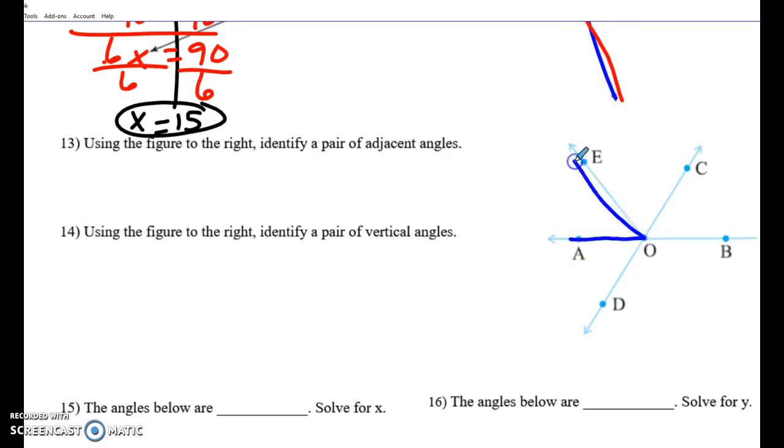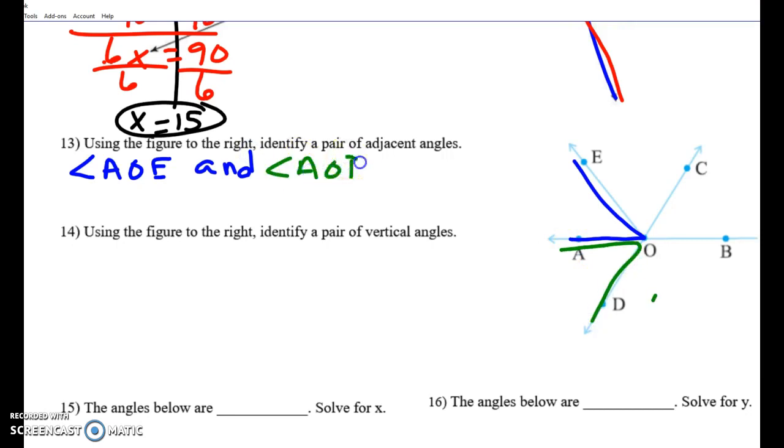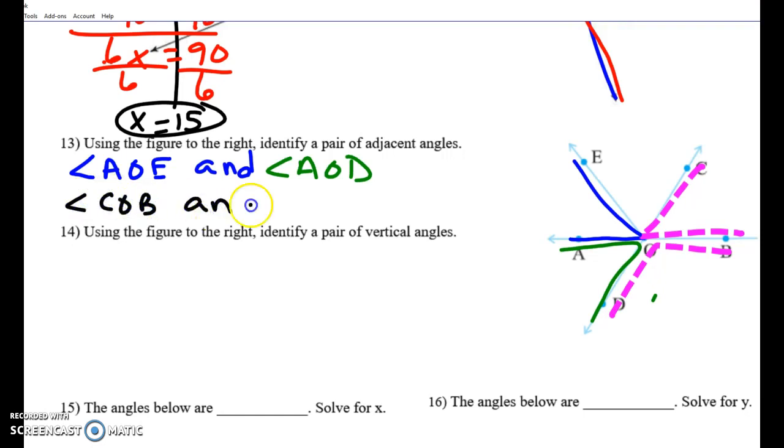So you could have named AOE, and another angle that's next to it is AOD. Notice I wrote AO twice. That's not a coincidence. Another pair, I could have identified COB and BOD. And I could keep going, but there's so many answers. If you need me to check your work, just let me know.